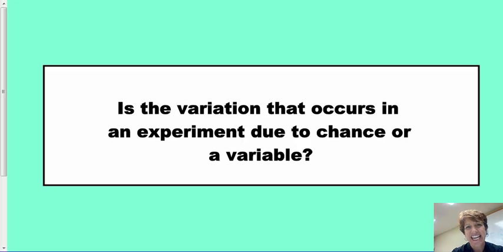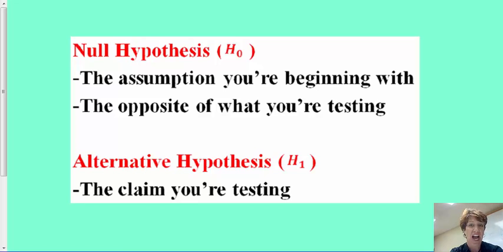Hi everybody, today's video is about doing a chi-square. A chi-square is a calculation that you use after you've done an experiment because you want to find out the answer to this question here. Is the variation that occurs in an experiment due to chance, or is it actually due to the independent variable that you were testing?